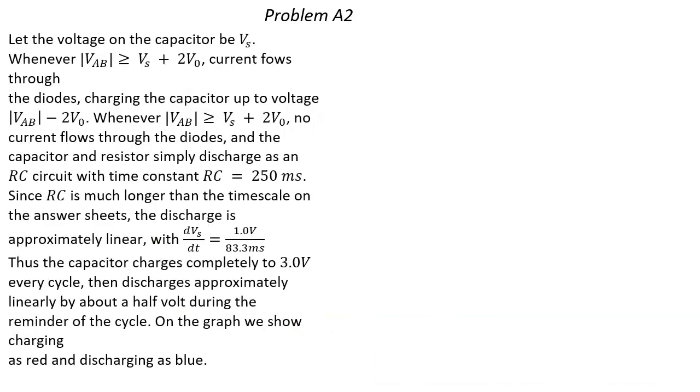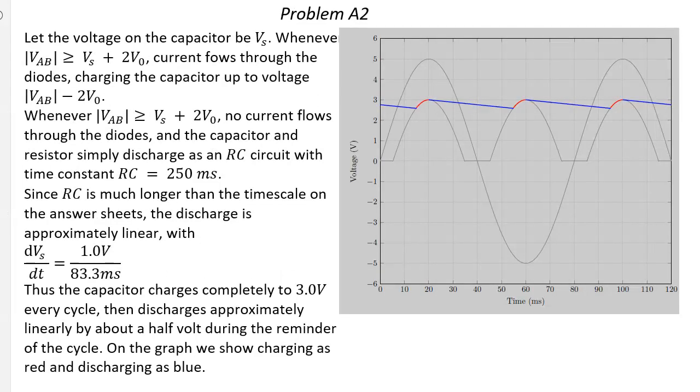Solution for question C. Let the voltage on the capacitor be VS whenever the absolute value of VAB is greater than or equal to VS plus 2V0. Current flows through the diodes, charging the capacitor up to voltage the absolute value of VAB minus 2V0.